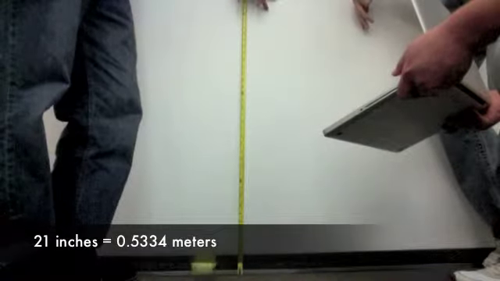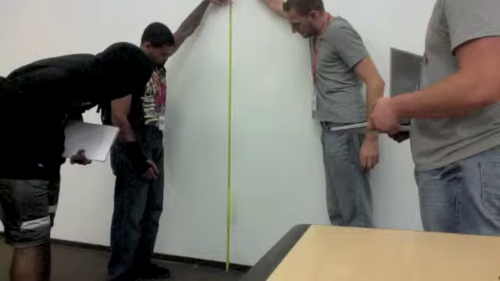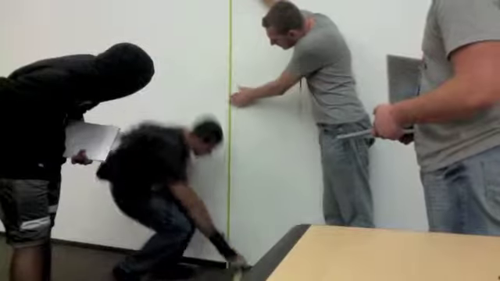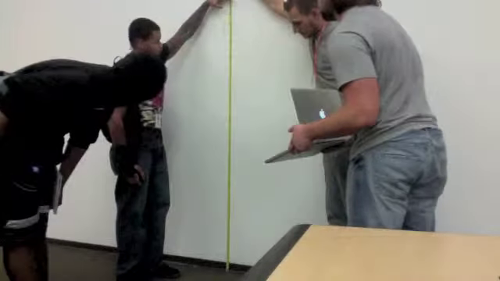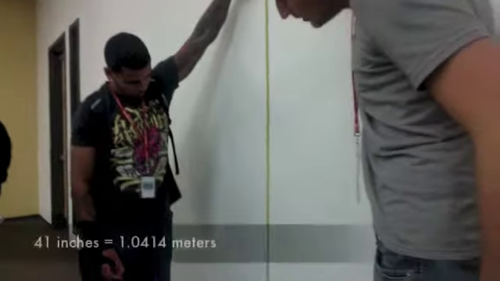Yeah, it's about 21 now. And finally, here's the drop from 6 feet onto the carpeted floor. The height of this bounce was 41 inches.